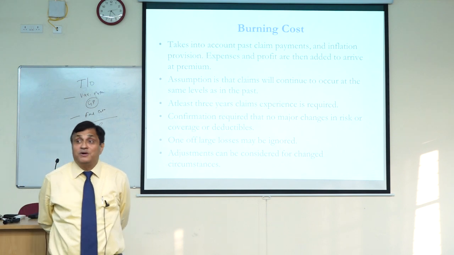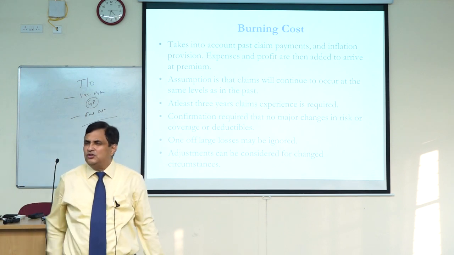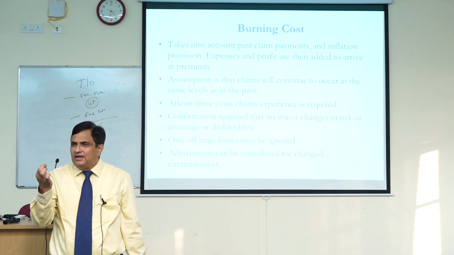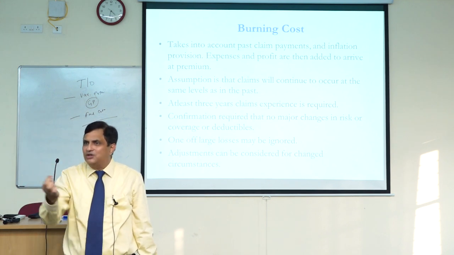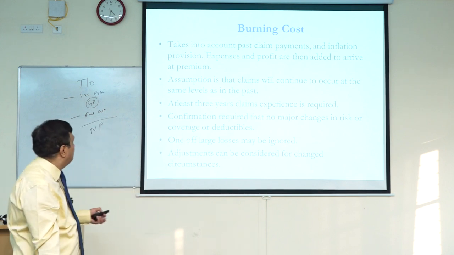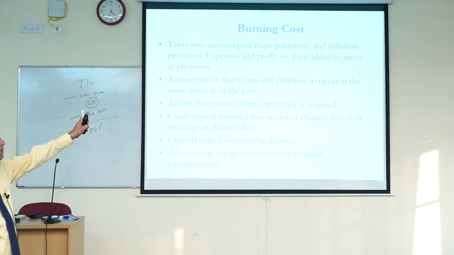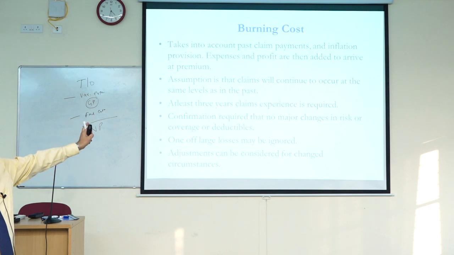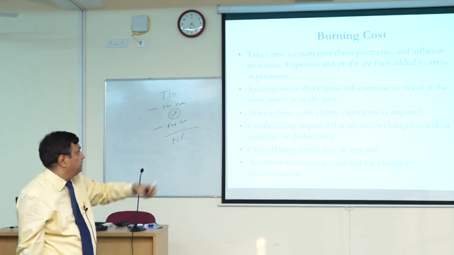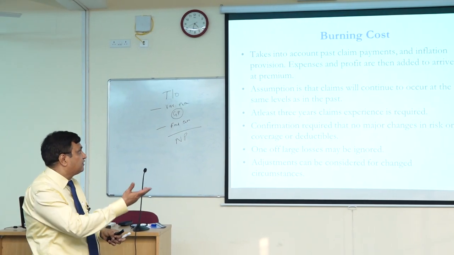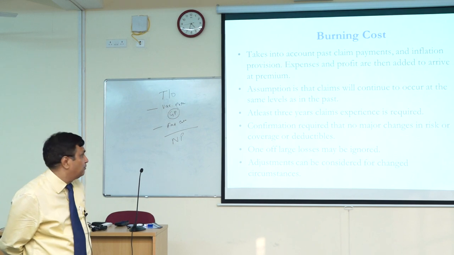There is a concept called burning cost. Burning cost is a pure risk cost. That means, just to pay your losses, how much premium should I charge? That is the burning cost. How do you calculate a burning cost? It takes into account past claims data and inflation provisions. Expenses and profit are then added to arrive at a premium. The assumption is that claims will continue to occur as in the past level. At least 3 years claims experience is required. Confirmation is required that there is no major change in the risk or coverage or deductibles.